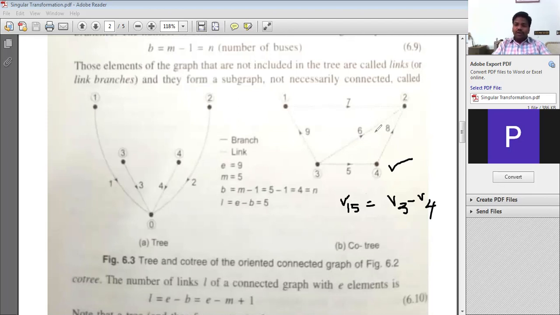Similarly, link voltage 6, VL6, can be obtained by taking the difference V3 minus V2. Similarly, VL7 is V1 minus V2. Now let us verify whether these equations are correct or not. You just go through this.